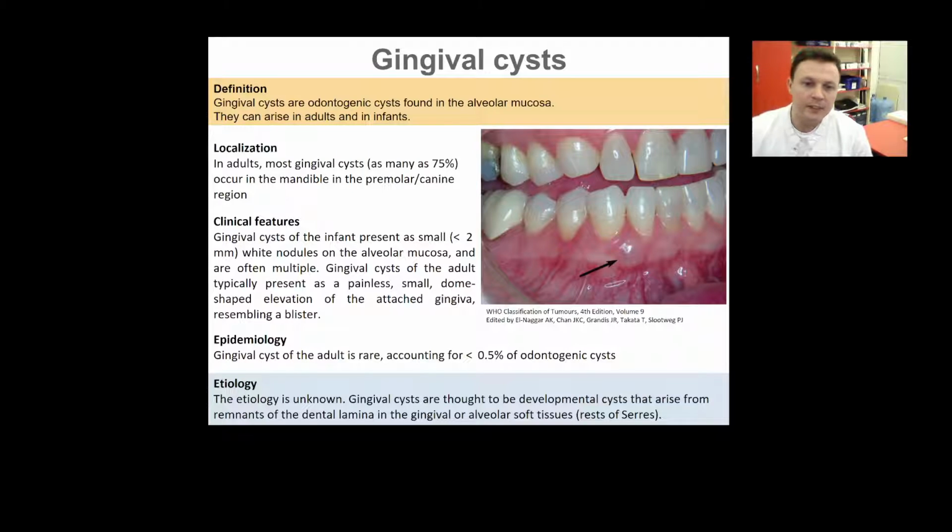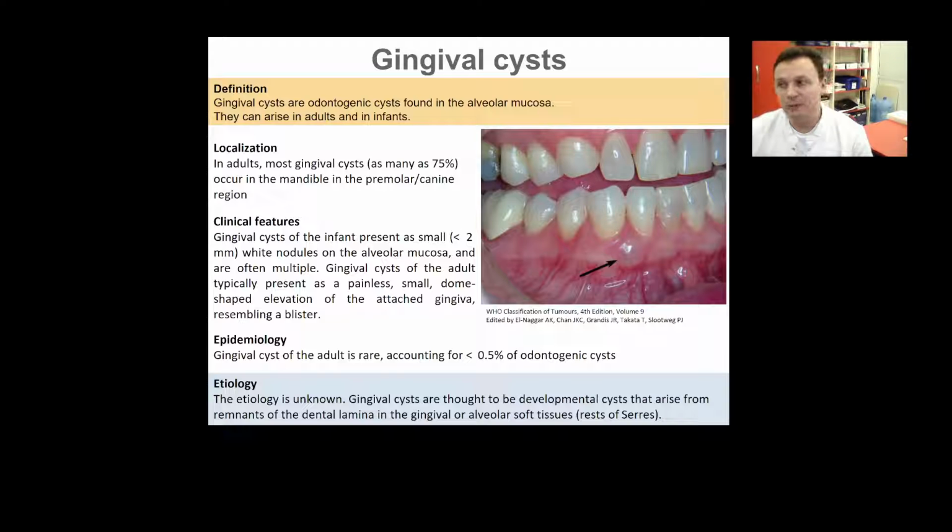Gingival cysts. Gingival cysts are odontogenic cysts found in the alveolar mucosa. They can arise in adults and in infants. In adults, as many as 75% of small gingival cysts occur in the mandible, in the premolar canine region. Gingival cysts of infants present as white nodules smaller than 2 millimeters on the alveolar mucosa and are often multiple. Gingival cysts of the adult typically present as a painless, small, dome-shaped elevation of the attached gingiva, resembling a blister.